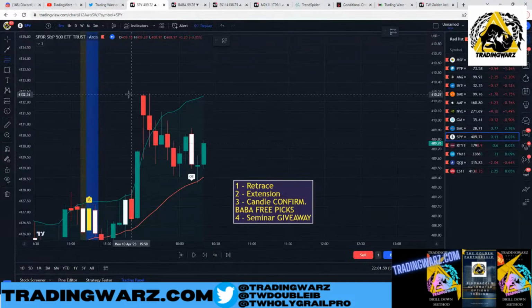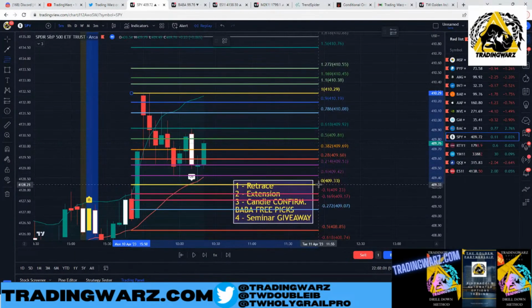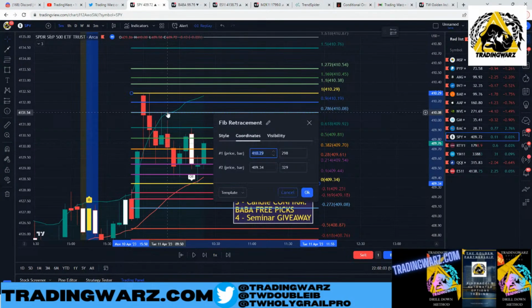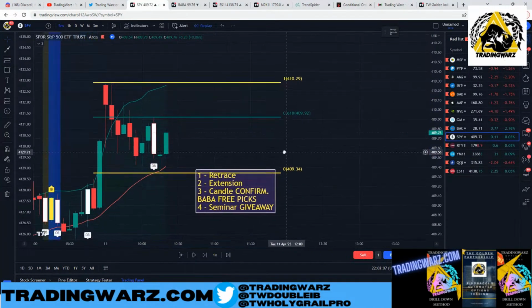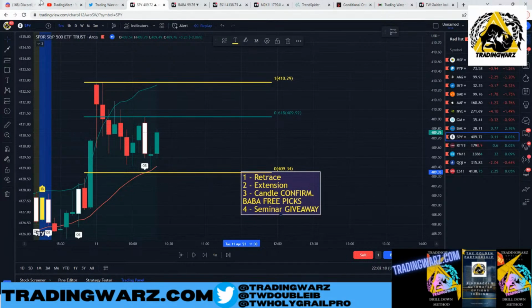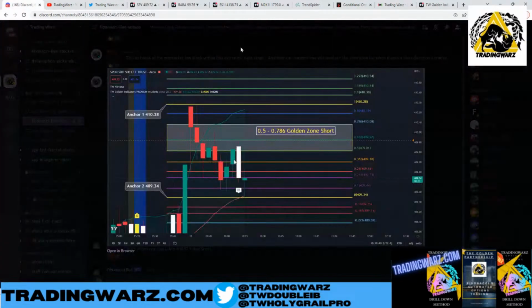So what we're going to do is take our anchor from our high to our low like this. And as a new trader, you only need to focus on the 618 when you're starting off. So just keep it basic. Okay, so I'm going to go back to the Discord right now and just show you guys. So this is what we had drawn up.